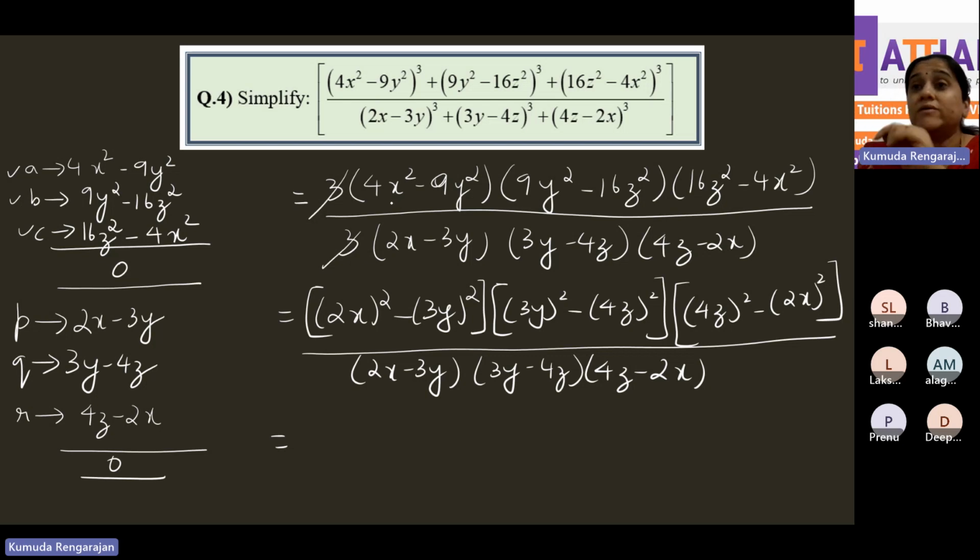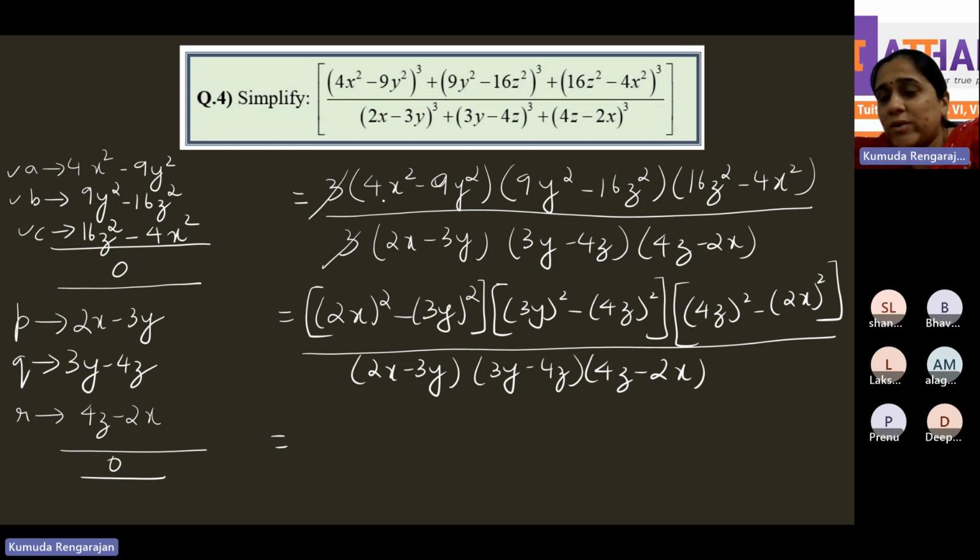Yeah, that's wrong. You should write it as something the whole square. The 2 should be for the whole. Whatever is in the base, the whole thing should be raised to the power 2. Here in 4x square, the square is only for x. It is not for 4. It should be something the whole square minus something the whole square.